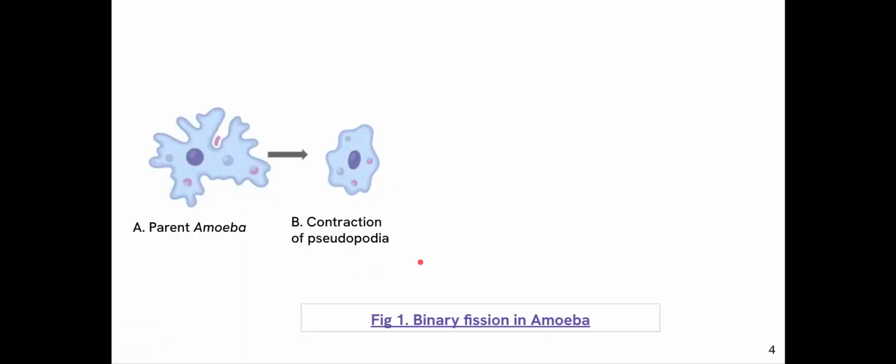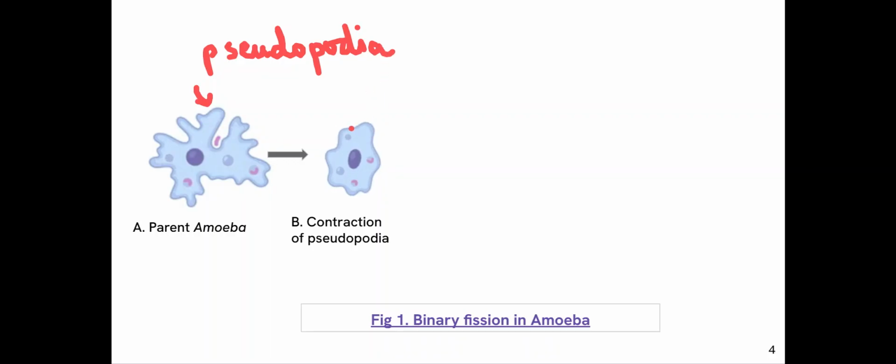Here on your screen is shown to you the binary fission in amoeba. Here you can see the parent amoeba cell with an irregularly shaped thallus and a darkly stained nucleus. And the protrusion of the body is known as pseudopodia, or false feet. These help in locomotion.